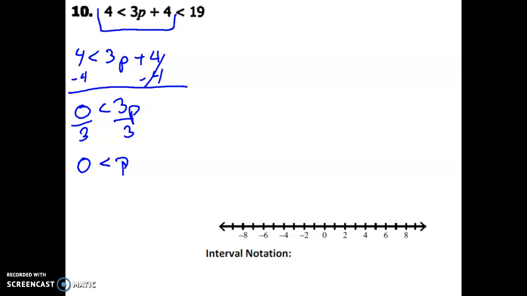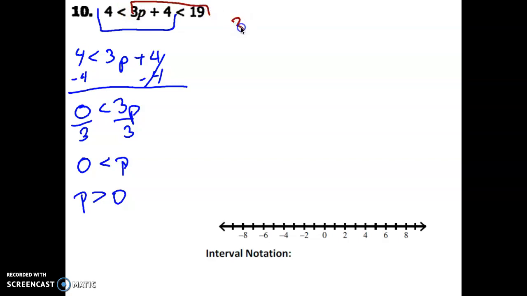Okay, and we talked about the other day that when we graph this one, we want to turn it around so that the variable is on the left-hand side. So I'm going to turn this one, alligator still eating the p, so p is greater than 0. Okay, so that's half the answer. Now let's get the other half of the answer. To get the other half of the answer, I'm going to do that part.